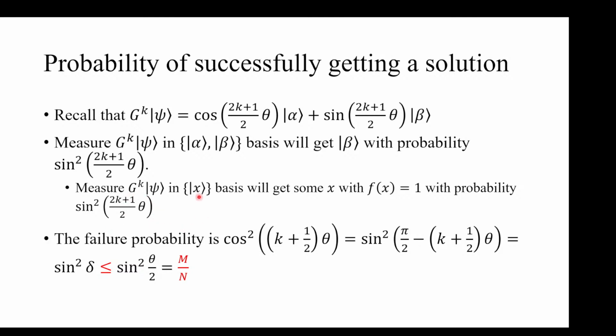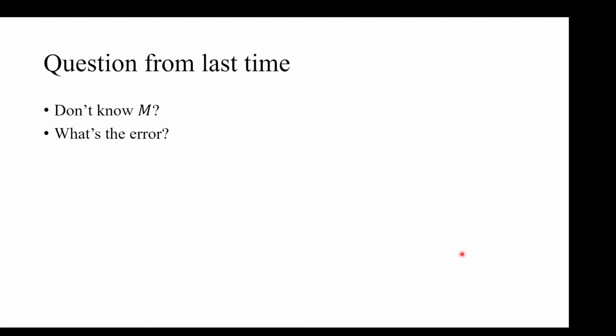So that's the success probability. And obviously the failure probability is when you measure in the computational basis and you get something that is a component of alpha, and the probability is just cosine squared of this angle, so cosine squared of (k plus 1/2) theta. And then we can do some trigonometry to relate it to the number we know. So first, cosine theta is sine of pi over 2 minus theta, and then we change this to the value delta.